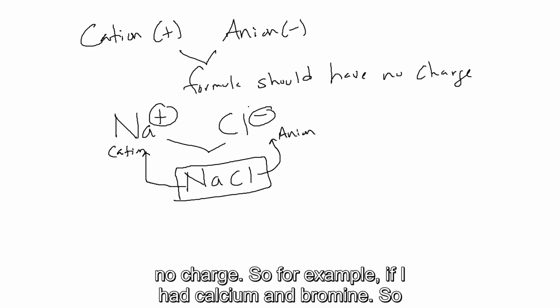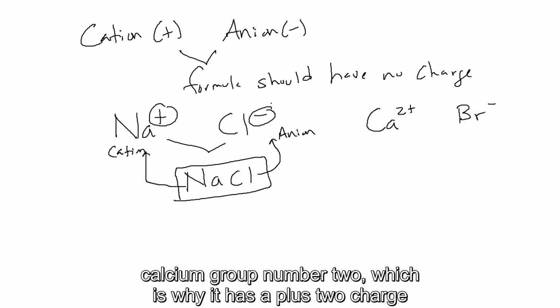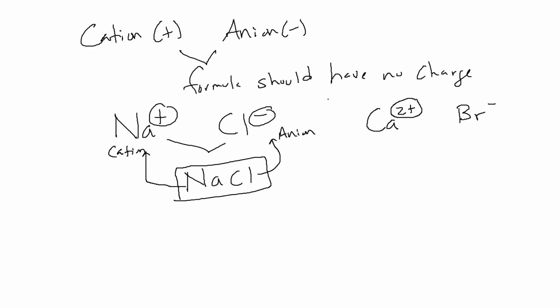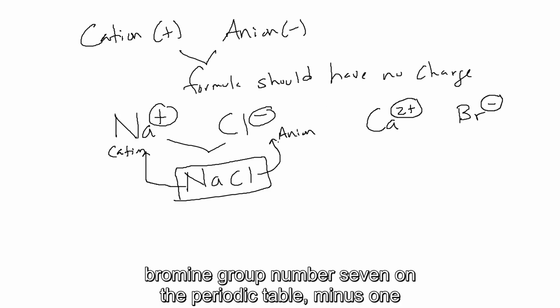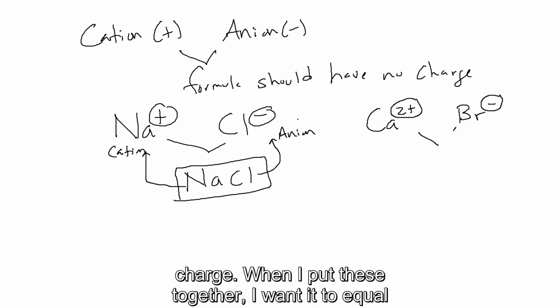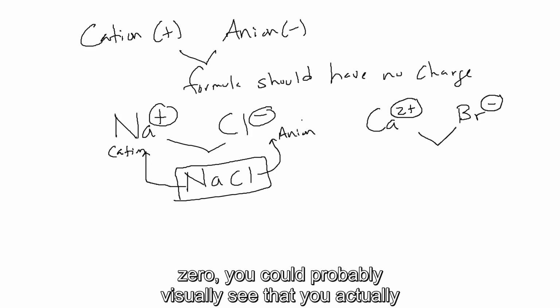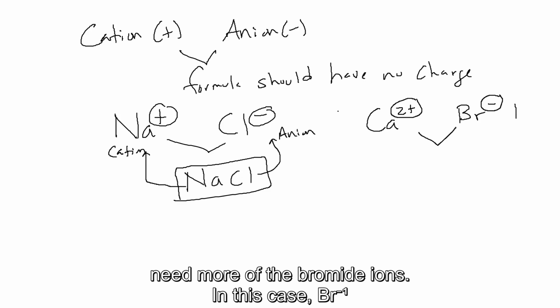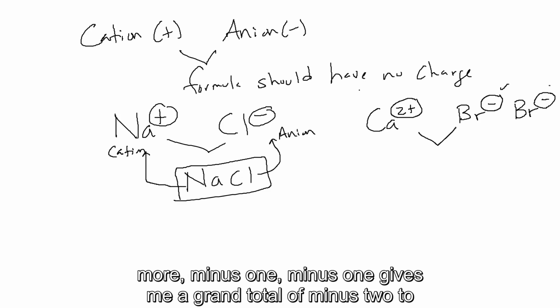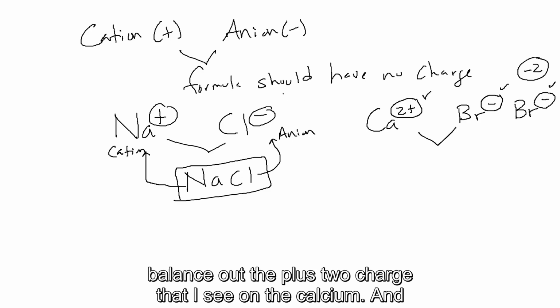So for example, if I had calcium and bromine, calcium group number 2, which is why it has a +2 charge, bromine group number 7 on the periodic table, -1 charge. When I put these together, I want it to equal 0. You could probably visually see that you actually need more of the bromide ions in this case. Br-, one more. -1 and -1 gives me a grand total of -2 to balance out the +2 charge that I see on the calcium.